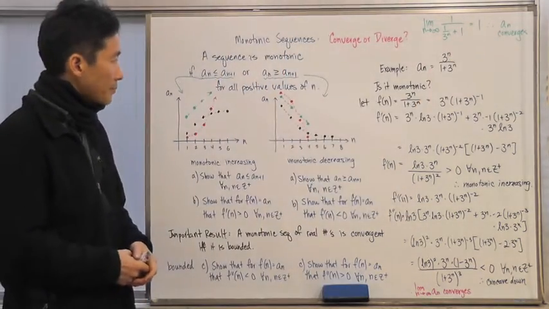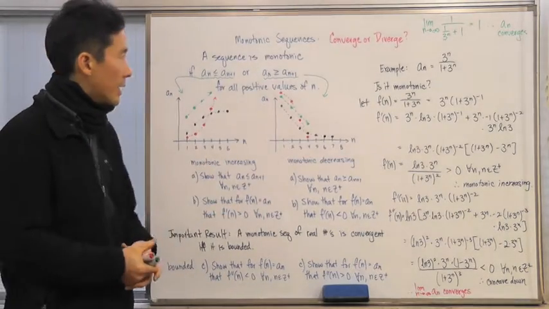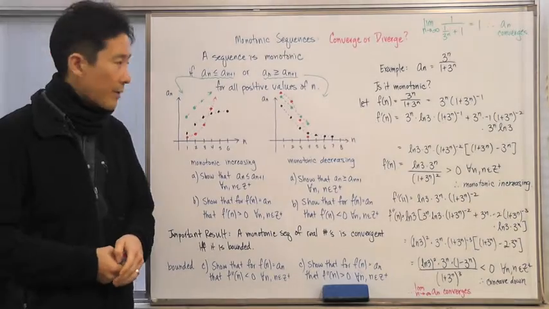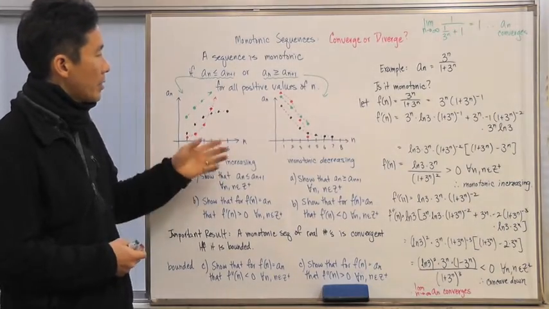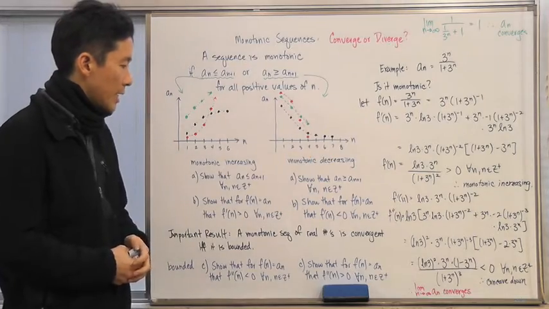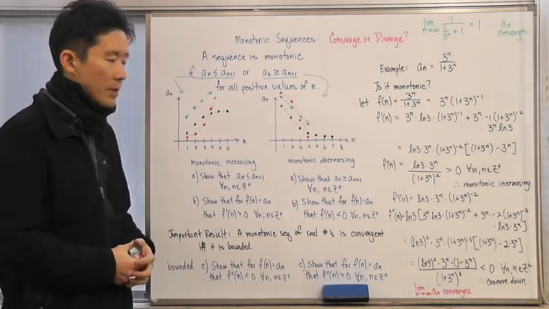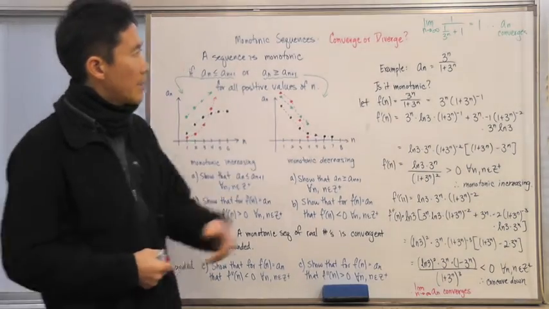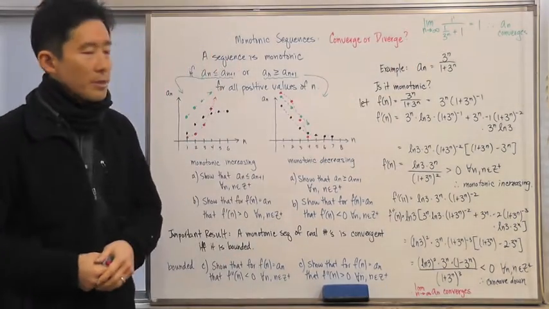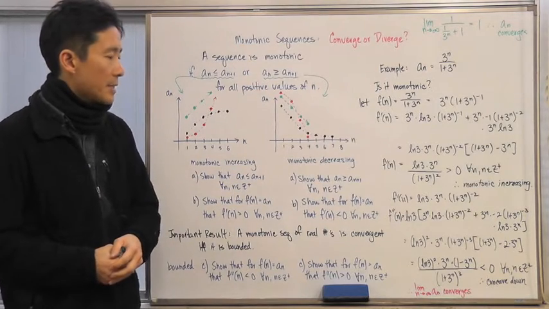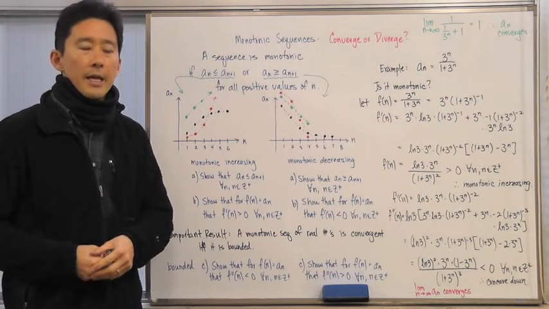Okay, now let's just wrap things up here. Again, what we're trying to determine is whether a monotonic sequence converges or diverges. If we can show that it's monotonic increasing or monotonic decreasing, and then show that it is bounded or not, we can make decisions about the limit as n approaches infinity of the original sequence that we have. Okay, so we'll take a look at a couple of examples again in class, and I'll see you then.